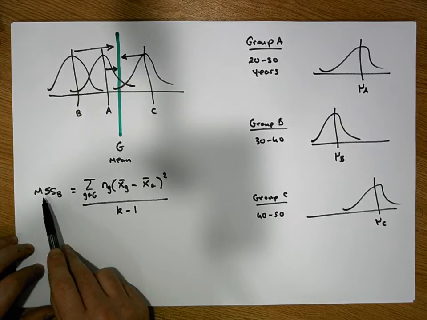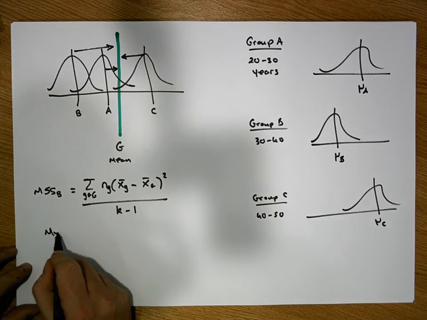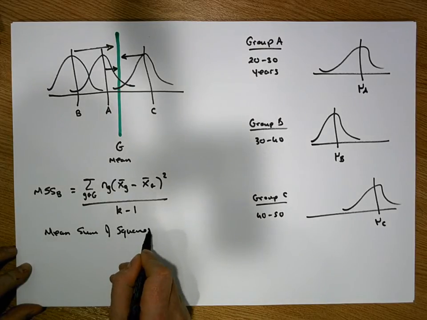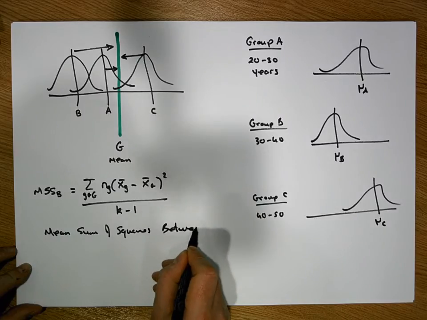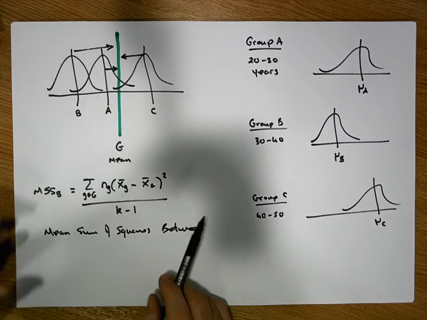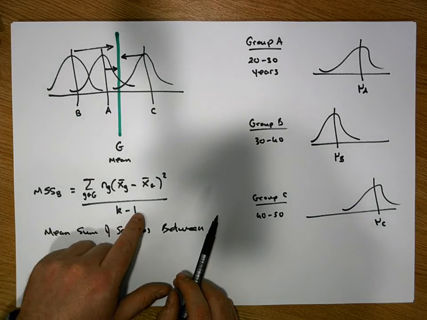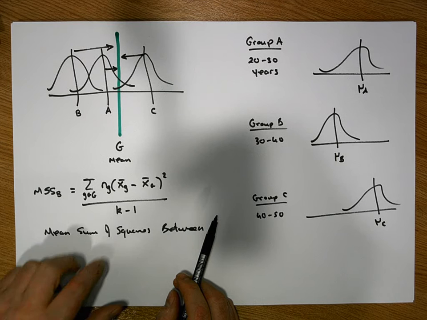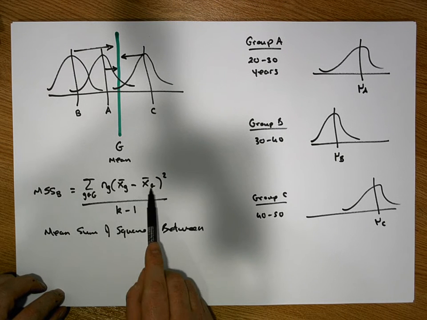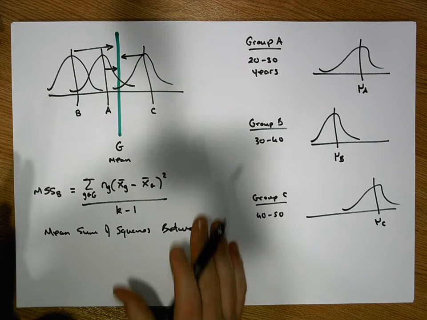But effectively, this mean sum of squares between measure is telling us, on average, because we're dividing by how many groups we have, although we're subtracting 1, what the squared distance is that the groups are away from this global mean value. So that's our first measure to keep in mind.